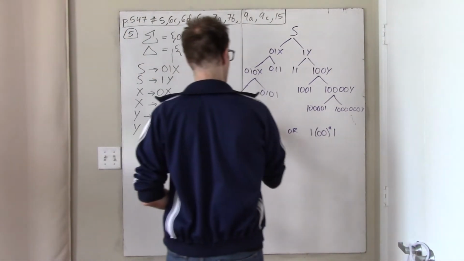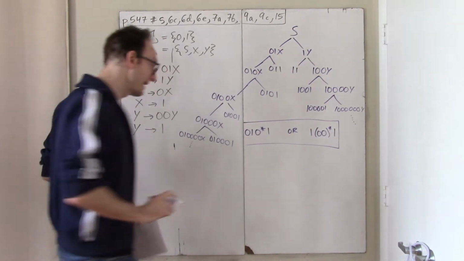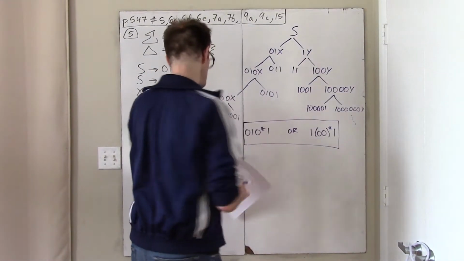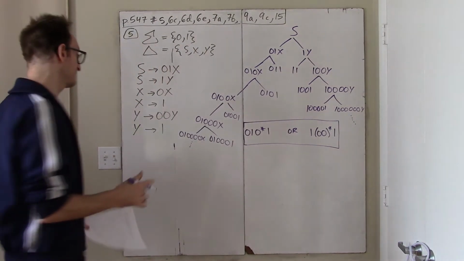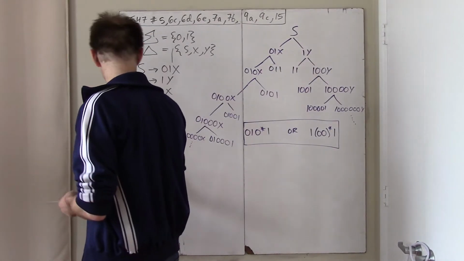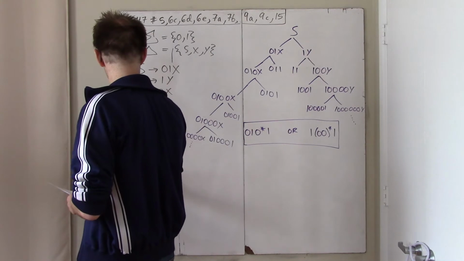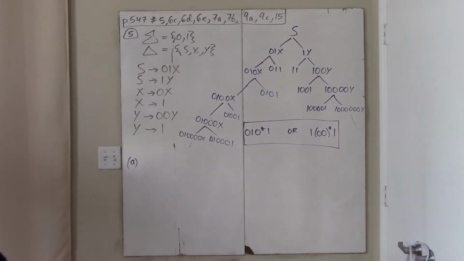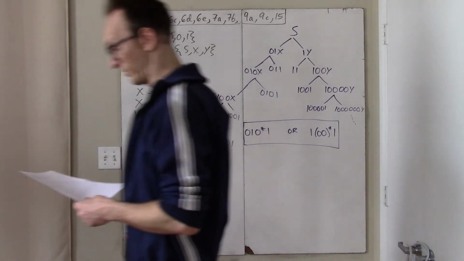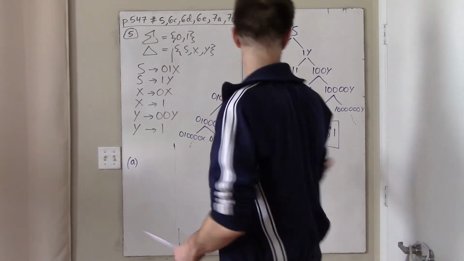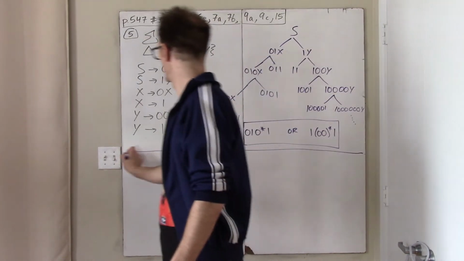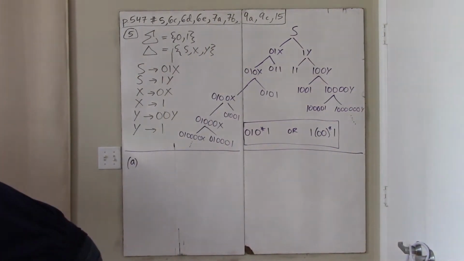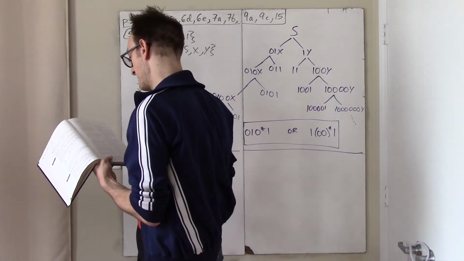Okay, so I am very happy now, and I'm ready to do this problem. What does the problem say? It gives me 5 strings and asks me whether these strings are in the language or not. I'll just list the strings. This is 5.